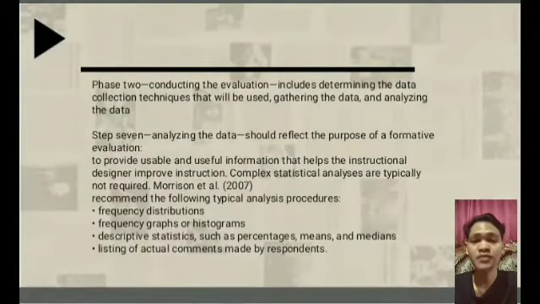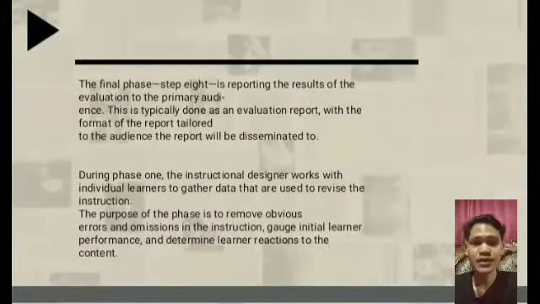Morrison et al. 2007 recommend the following typical analytical procedure: frequency distribution, frequency graph or histogram, descriptive statistics such as percentage, average, and medians, and last, a list of actual comments made by respondents. A typical evaluation report is formatted in the following way: executive summary and abstract outlining the main findings, conclusion, and recommendation.